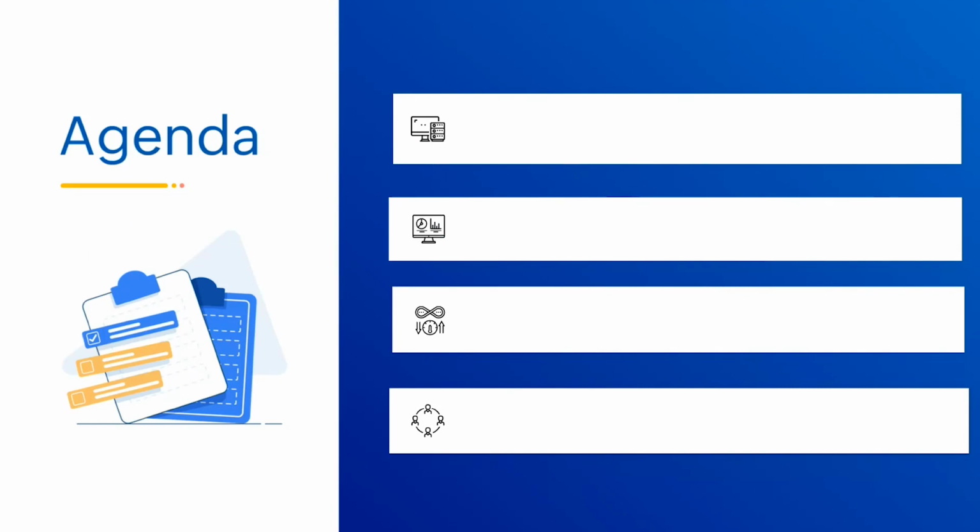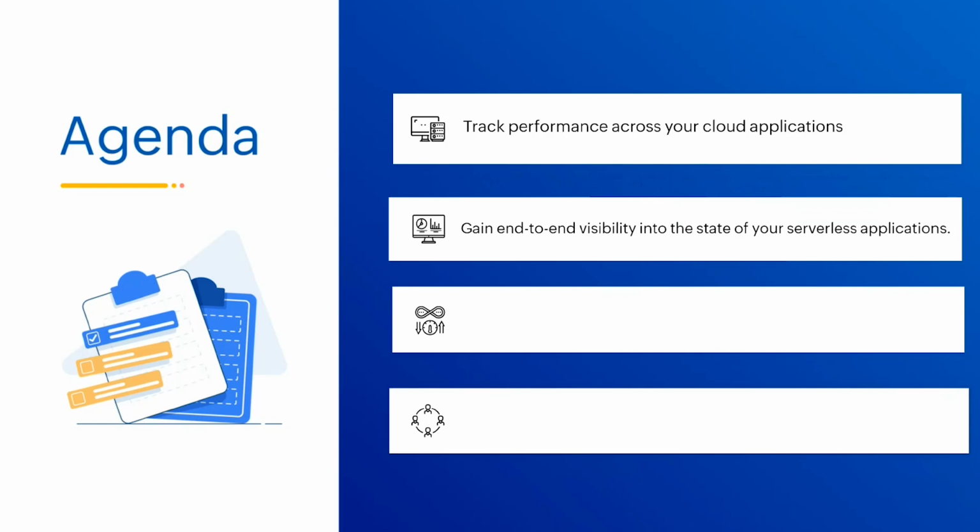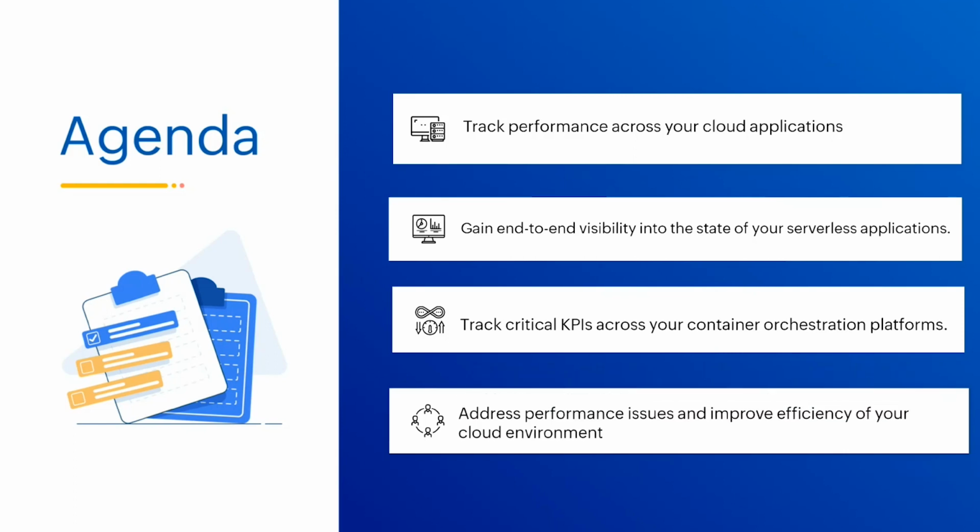Let's get into today's agenda. The first topic we'll be discussing is how to track performance across your cloud application. The second topic is how to gain end-to-end visibility in your serverless application. In the third topic, we'll discuss how you can track the critical KPIs across your container orchestration platform. And in the last topic, we'll discuss how to address performance issues and improve the efficiency in your cloud environment.